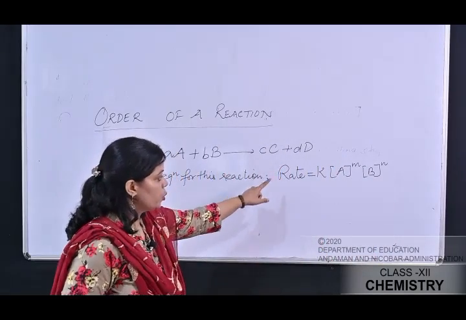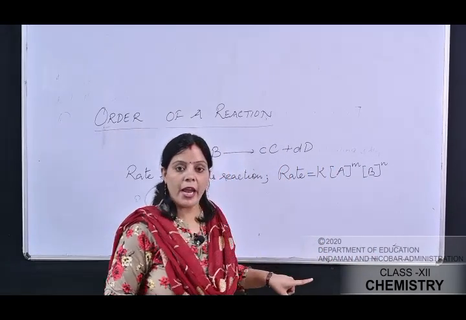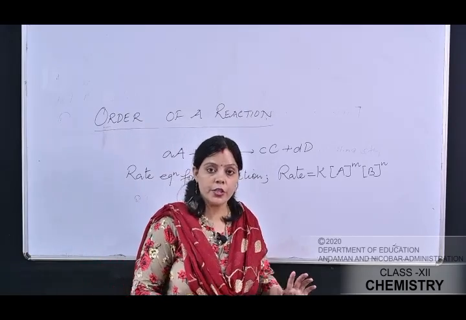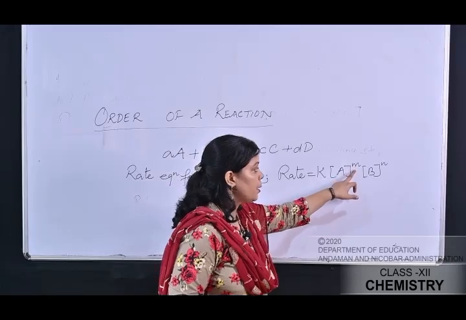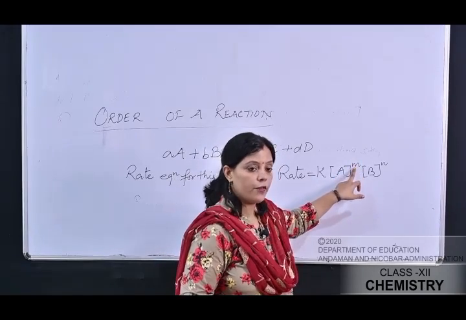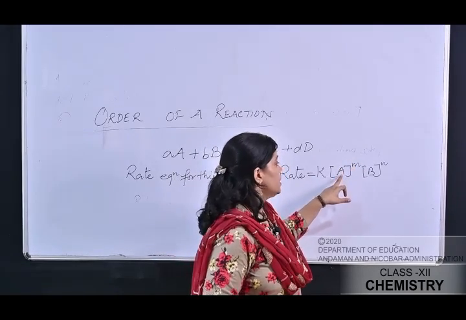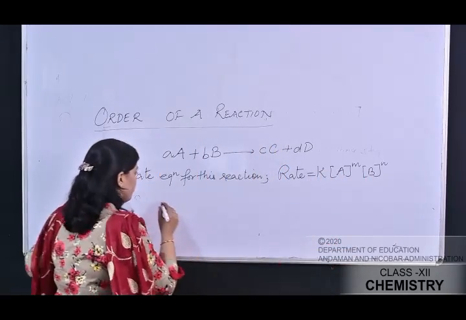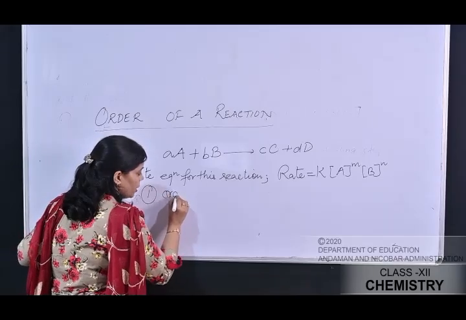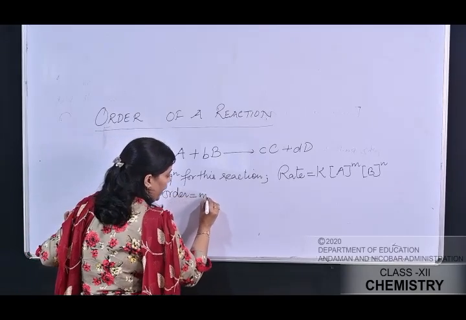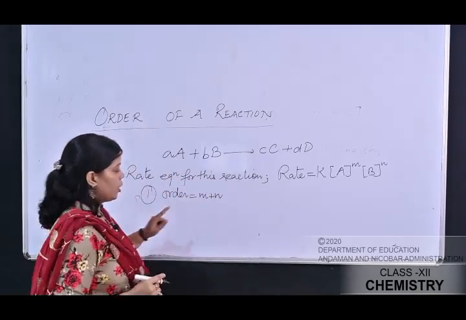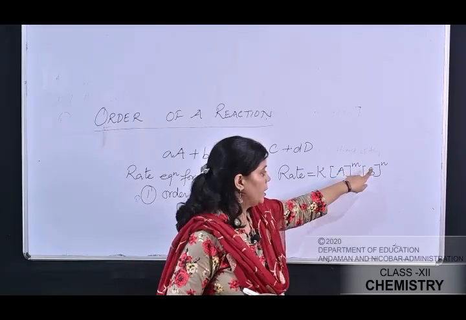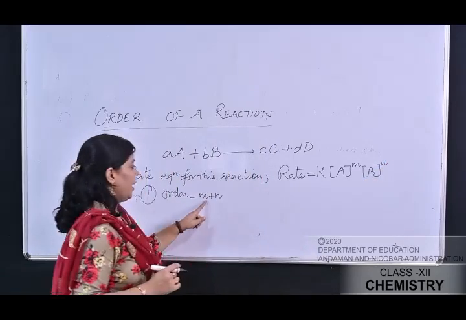So with respect to this rate equation, how can we calculate the order of the reaction? From the definition, the order of the reaction is the sum of the powers, or the sum of the exponents, to which the concentration terms are raised in a rate law expression. So the first point is the order for this reaction. The order is equal to m plus n. The order for this reaction is equal to the power of A, that is m, and the power of B, that is n. So it is m plus n.